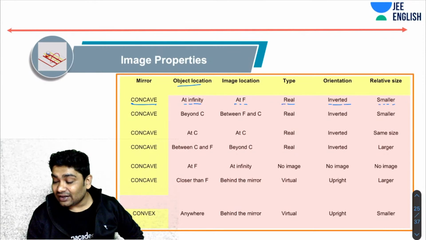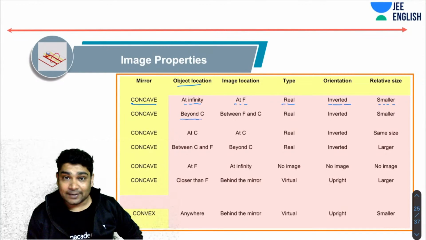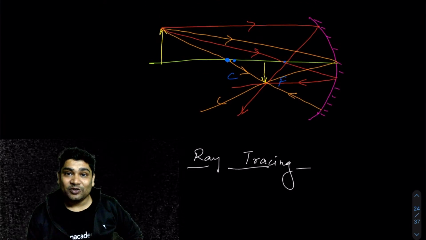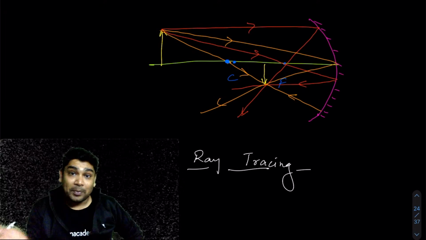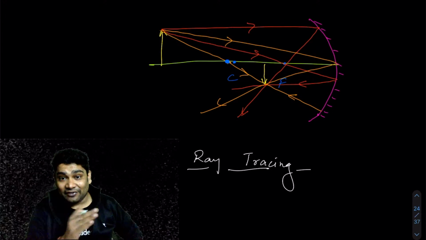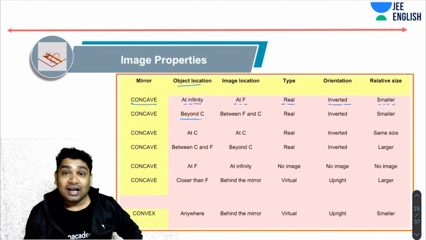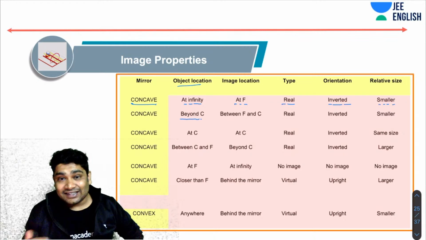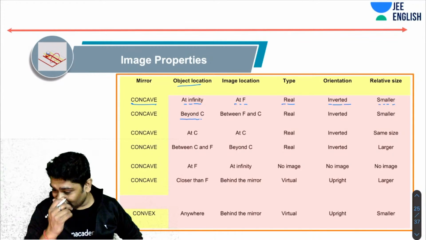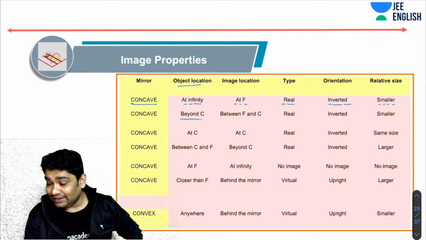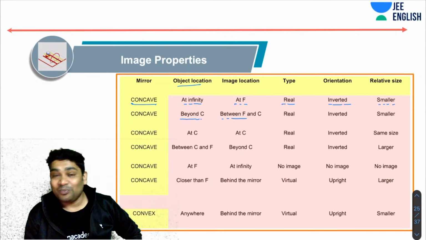Similarly, if the object is located beyond C, so beyond C is the example which we have here. Here you would have noticed that the object is placed beyond C. Where do you think the image got formed? Image got formed between C and F. So this is what you will see. Again, you can verify all these results geometrically also, but these are the standard results which you can simply remember.